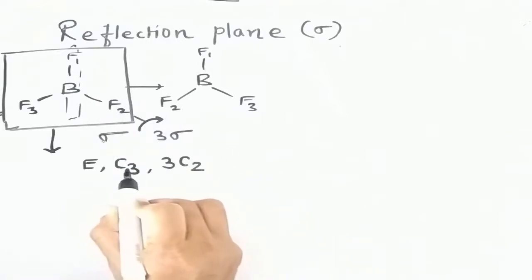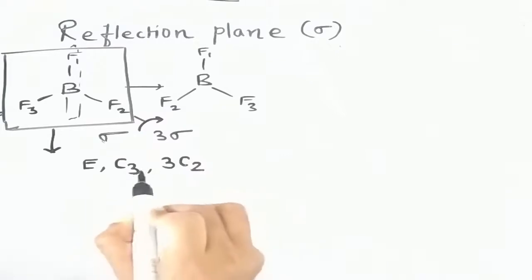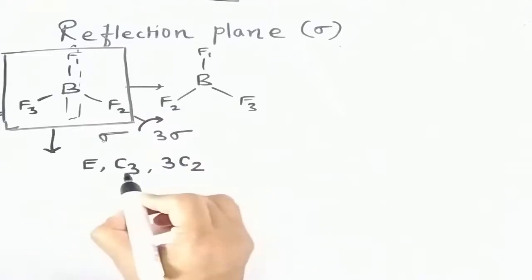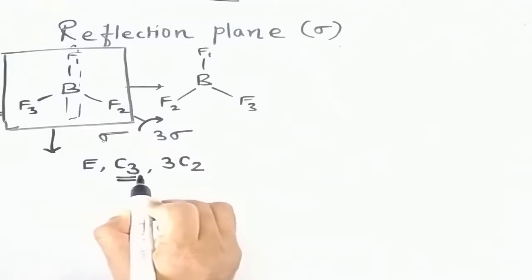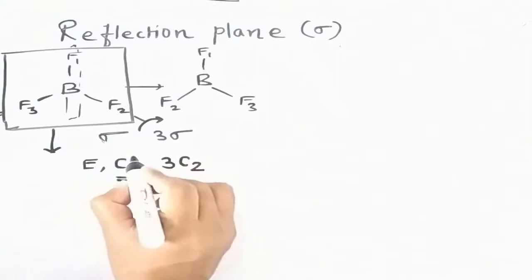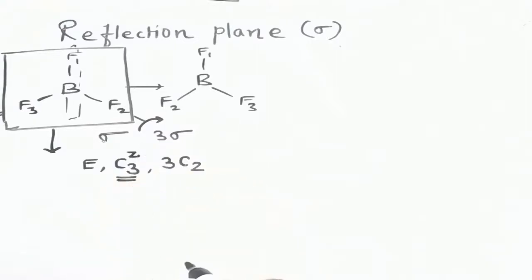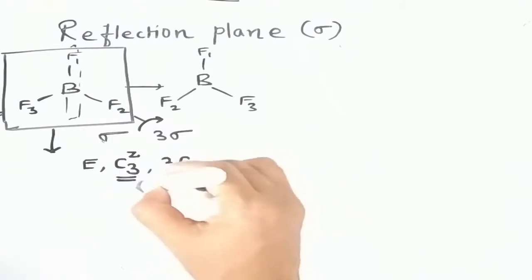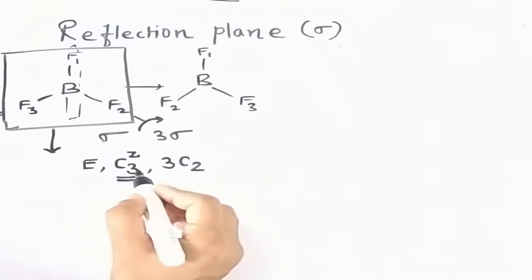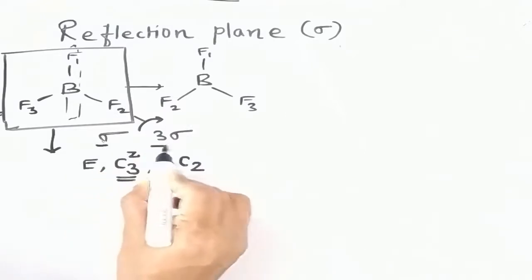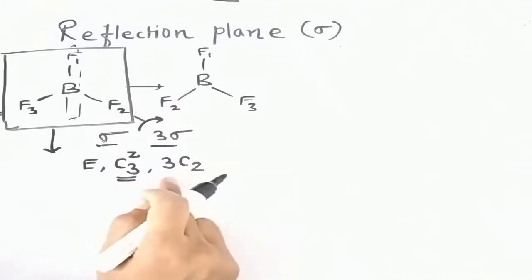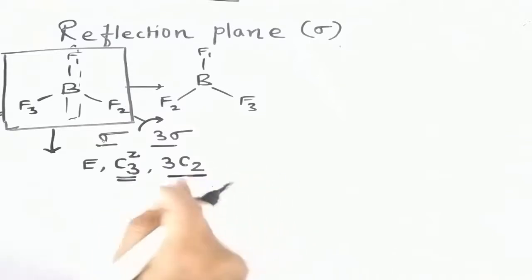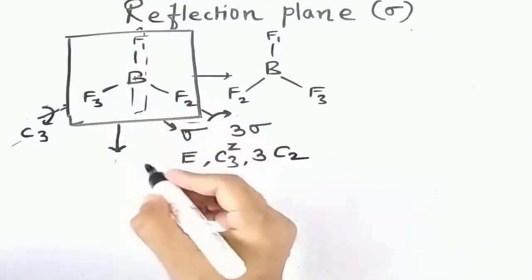So here the Cn values are C3 and C2. So the highest fold of rotation, or n value, or order, we can say, is highest for C3. So this will be termed as the principal axis, also called the z axis of rotation. Now the planes which we have found out will depend upon this principal axis and not the others. The other axes are called subsidiary axes.